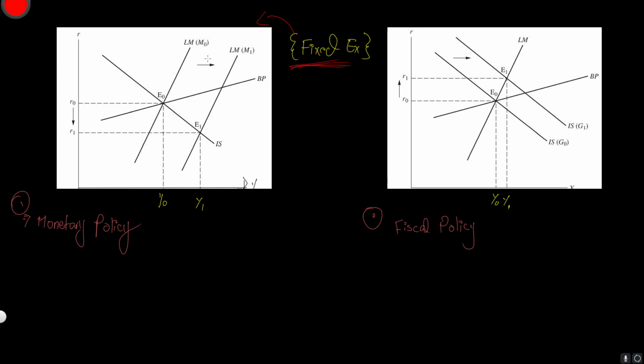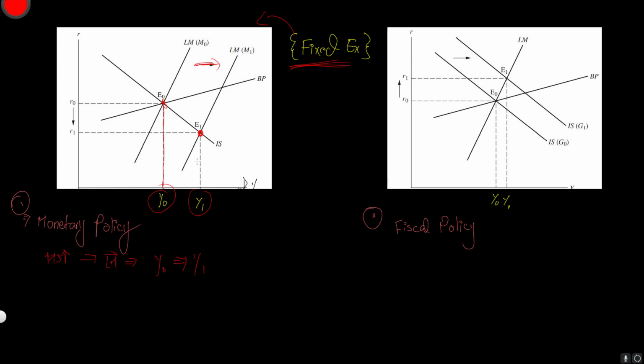So what's going to happen? We know from our basic understanding that when we have expansionary monetary policy, the money supply is going to increase, and the LM curve is going to shift towards the right. This gives us a new equilibrium point. If the initial equilibrium is y0, we go from y0 to y1, so income in the economy increases, and we move from E0 to E1.